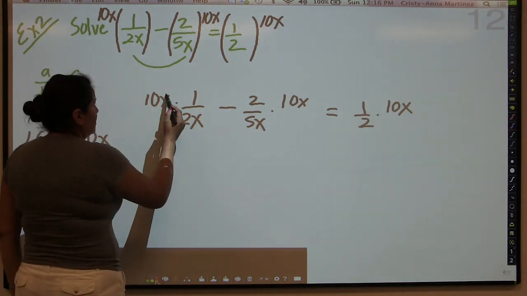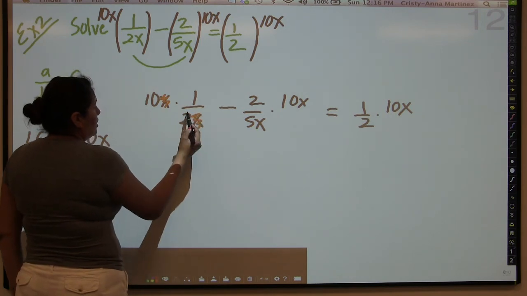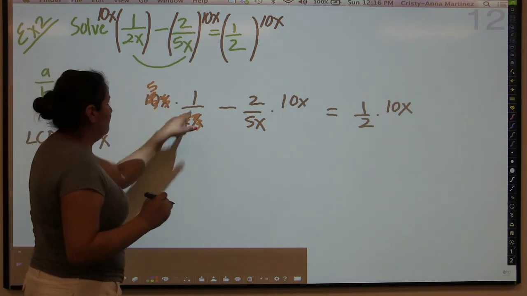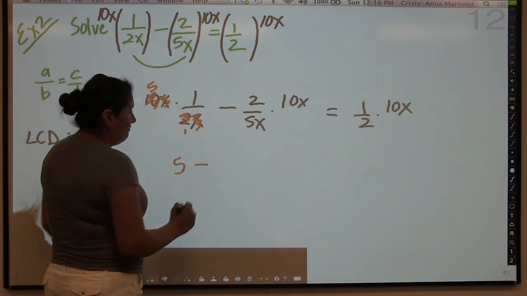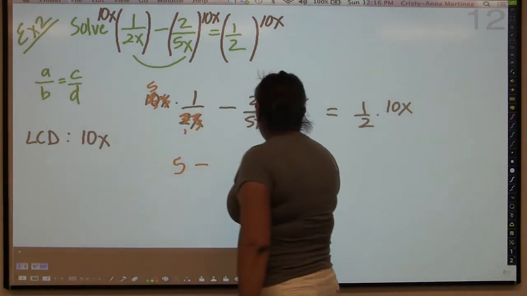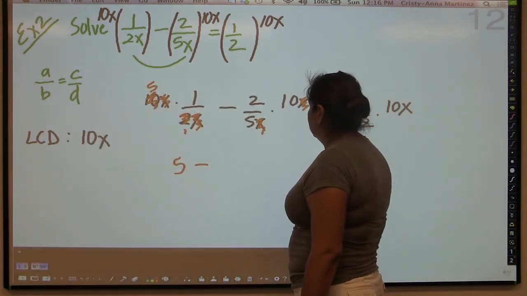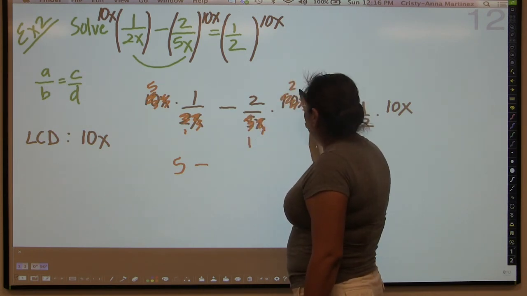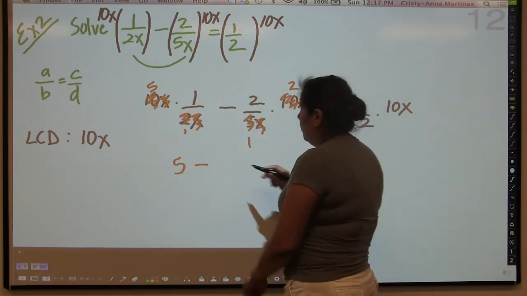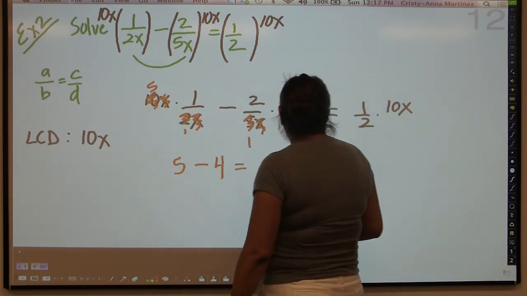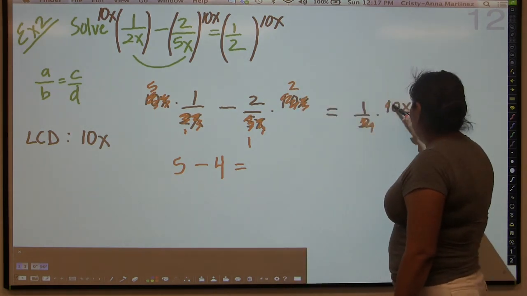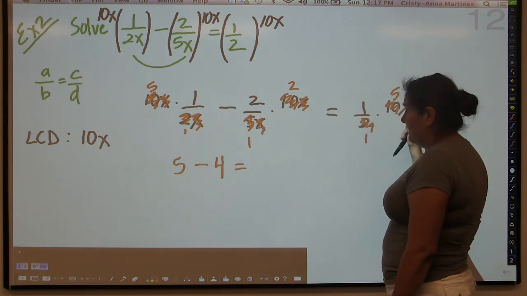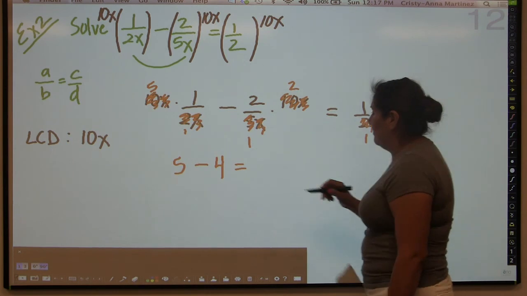So in other words, there's an x on top and an x on the bottom, so it cancels. 2 goes into 2 once, and 2 goes into 10 5 times. So now we get 5 times 1 is 5. We have our minus there. In this case, we have the x on the bottom, the x on the top, so it cancels. And then 5 goes into 5 once, and 5 goes into 10 twice. And then 2 times 2 is 4. So we have 5 minus 4. And then on this side, we have the 2, and the 2 goes into 2 once, and 2 goes into 10 5 times. So 1 times 5x, because the x didn't cancel this time, 1 times 5x is 5x.